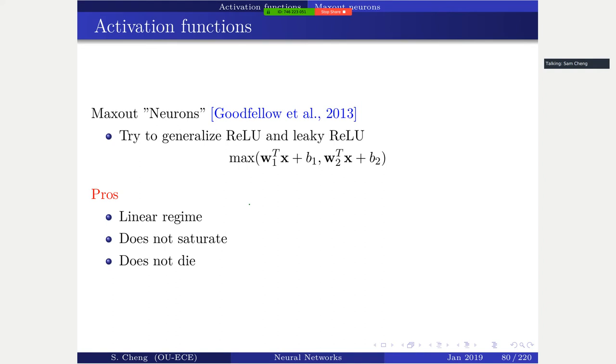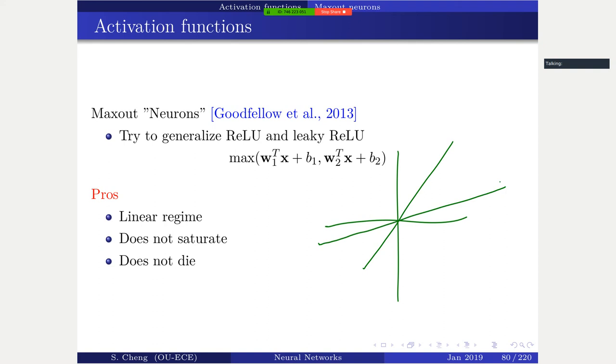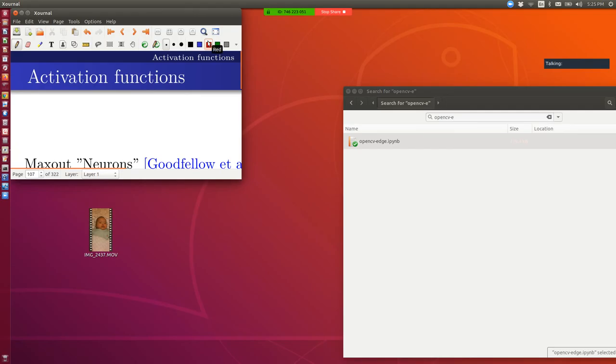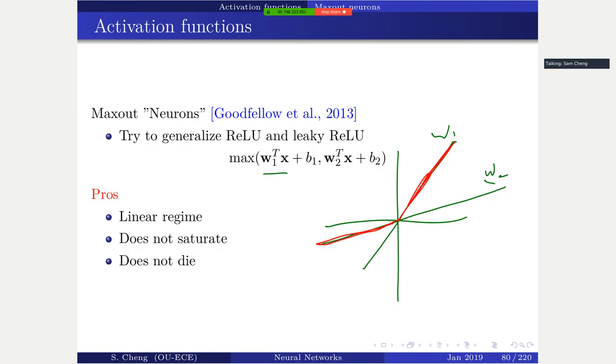And Goodfellow himself introduced something like this called, what's that, Maxout. It combines ReLU and leaky ReLU. You have an expression like that; essentially it's two lines, something like this. In a sense it's very similar to a leaky ReLU, because if I have two lines here, say this is W1 and this is W2, and it takes the maximum, we get a shape like this. So it's very much like the leaky ReLU.